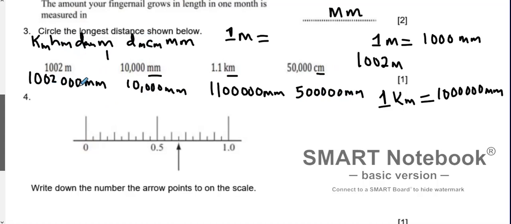So we have 1,002,000, 10,000, and this is 1,100,000, and this is 500,000. So the longest distance will be this one here, which is 1,100,000. This is 1,002,000. So the longest of all would be 1.1 kilometers. So circle that.